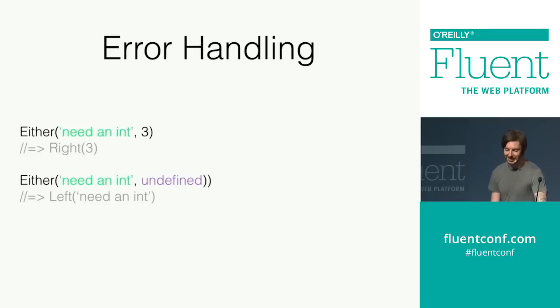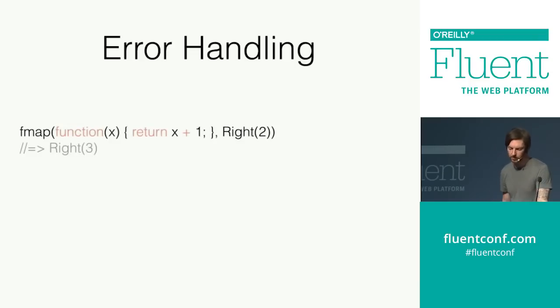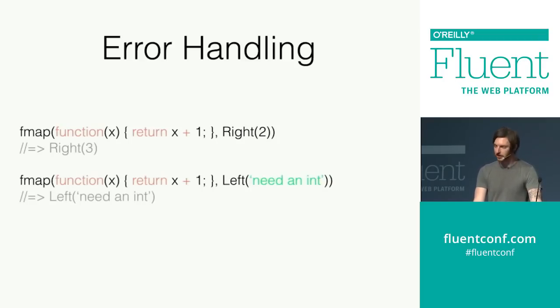All right, cool. So yeah, it's going to return us a right or a left based on if it gets its right argument or not. Well, why does that matter? Well, if our fmap is running on a right, x becomes 2, and we're going to add 2 to 1, and we get a right of 3 back. But if we get a left, it's not going to run it at all, just like maybe. It just doesn't do it.